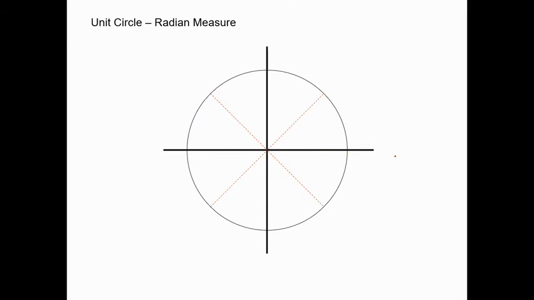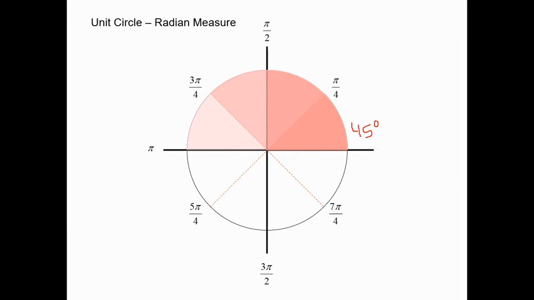Okay, here is the unit circle radii measures, but this time we are with pi over 4, which is 45 degrees. And if we have two of those, 2 times pi over 4, that's going to give us pi over 2. If we have 3 of those, then we get 3 pi over 4. If we have 4 of those, then we get our pi. Notice as we move through quadrants 3 and 4, we have 5 pi over 4, 3 pi over 2, and then 7 pi over 4.